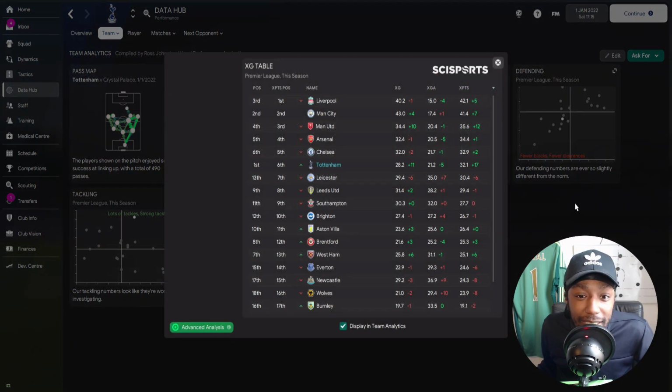Looking at the XG table as well, we are currently first in the table, but when it comes to expected points, we're supposed to be 6th. It's supposed to be Liverpool, Manchester City, Man United, Arsenal, Chelsea, and then Tottenham Hotspur. But as you can see, we are overperforming our XG by 11, overperforming our expected goals against by 5, and of course overperforming with our expected points.